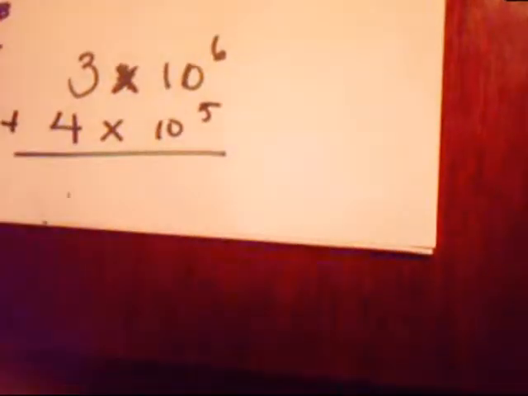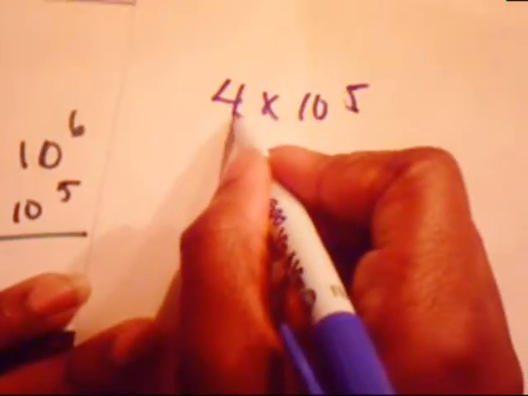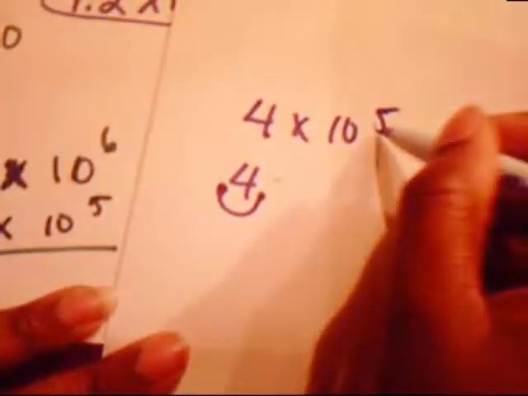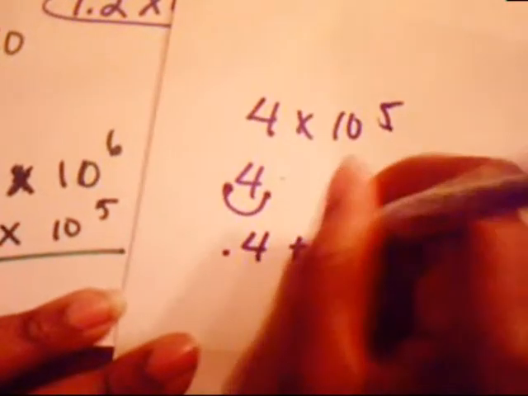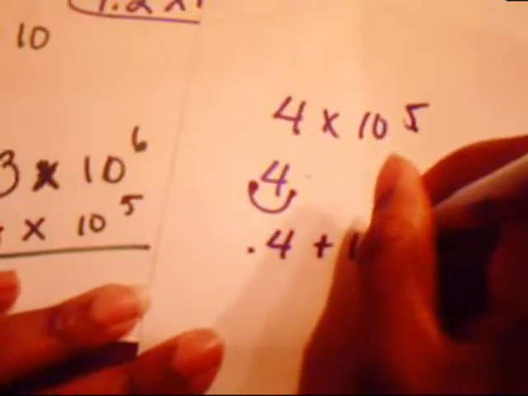So I'm going to take my 4 times 10 to the 5th power. If I want to make this bigger, that means I have to make my 4 smaller. The natural decimal point in 4 is right there. To make it smaller, I need to move my decimal to the left. Just one space, because I just need 1 to make this a 6. So it'll be 0.4. And then I'll add my 5 plus 1 more to make 6.